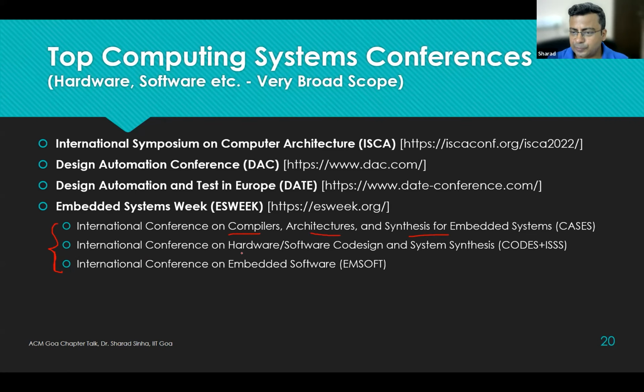There is another conference on hardware, software, co-design, and system synthesis, which is also part of ESW, where the design of applications is seen as a two-pronged strategy, where you make use of both hardware and software by splitting your application's requirements in such a way that something goes in hardware, something goes in software, and then you synthesize that system. And then there is a conference on embedded software, which is, of course, on the software side. So even the names can tell you what they are looking for when it comes to systems.